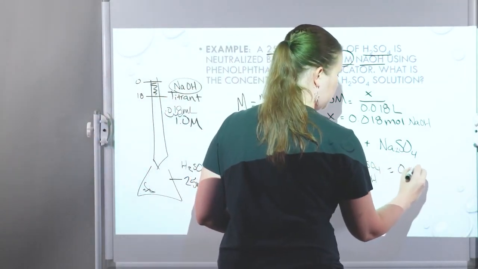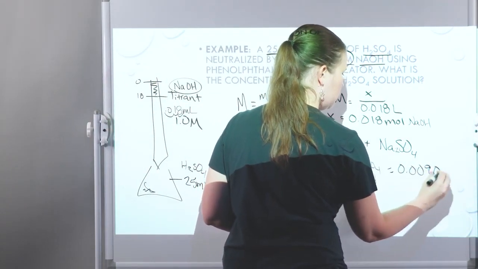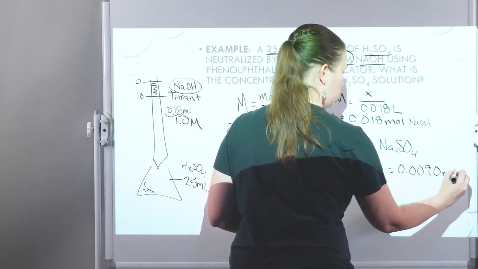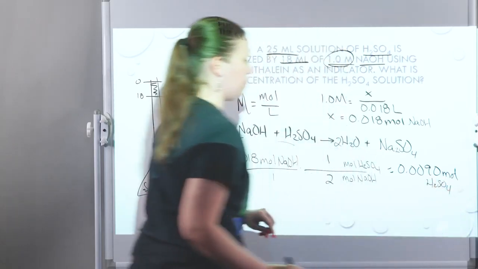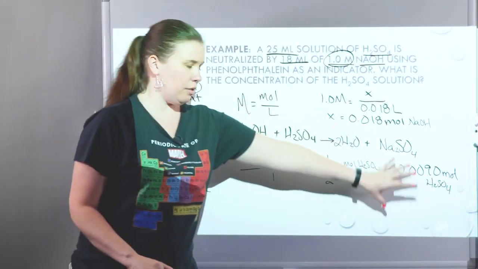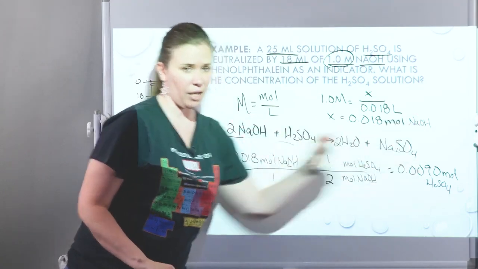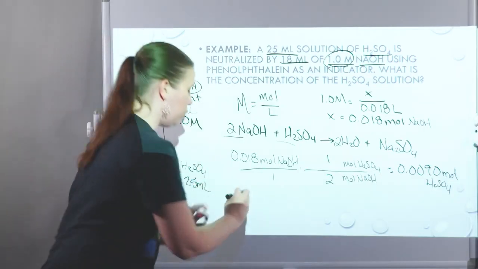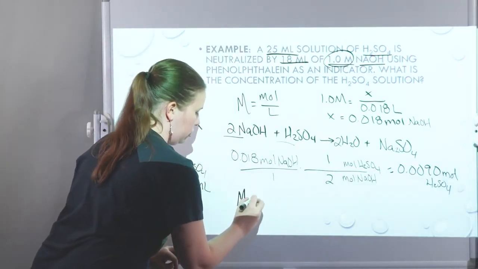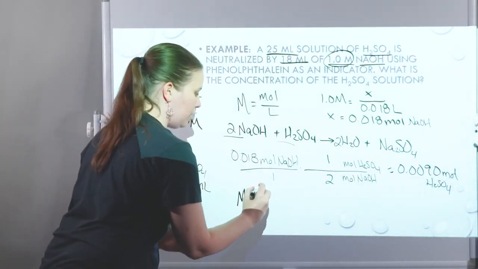So I need to basically cut my moles in half in order for it to be the moles of acid. So it's going to be 0.0090, watch your sig figs, moles of H2SO4. We are almost there. Now that I know how much acid I have, I can compare that to the volume, but you always want molarity. So we've got to kind of convert some of the units again.